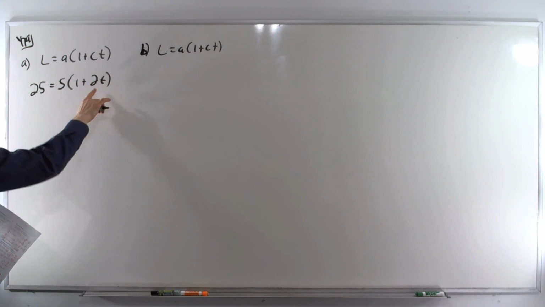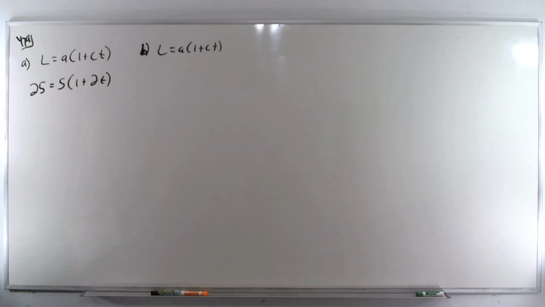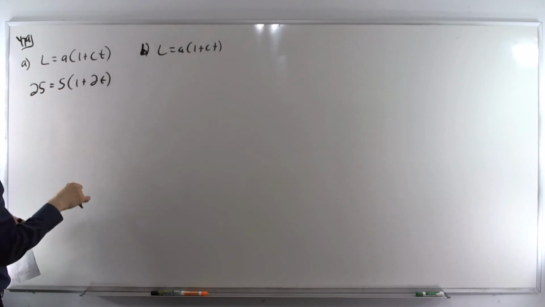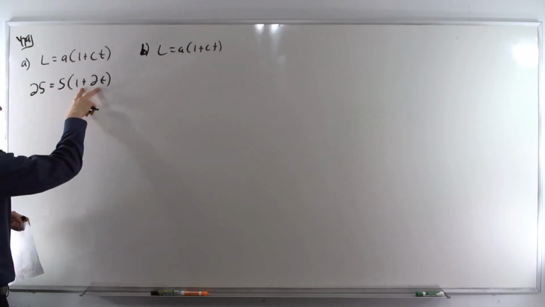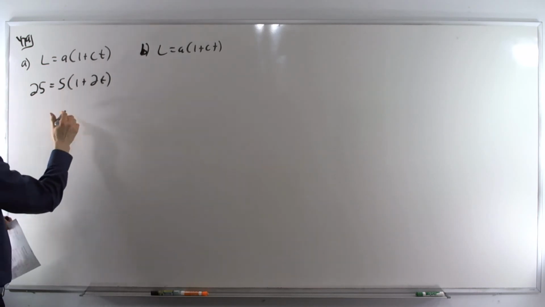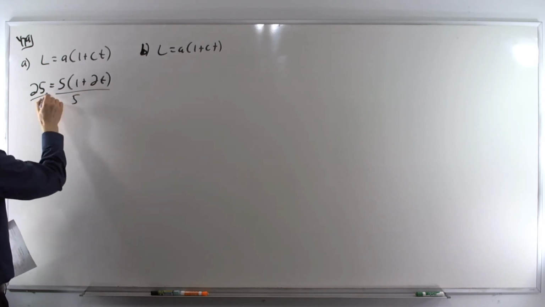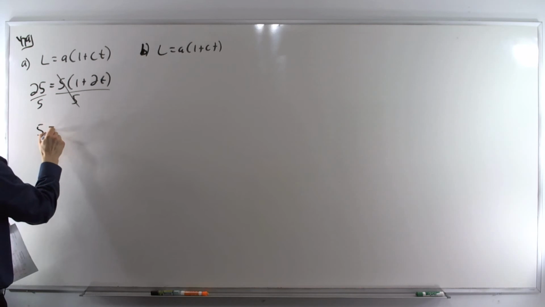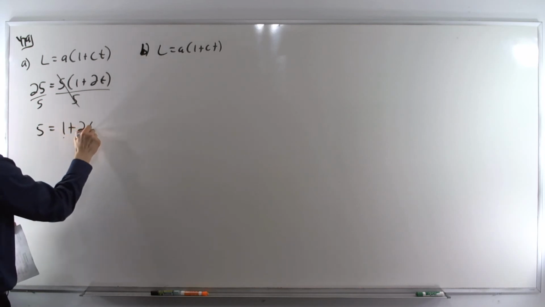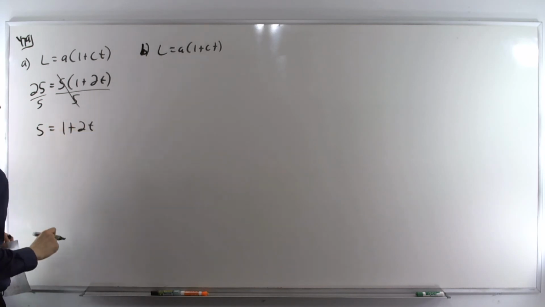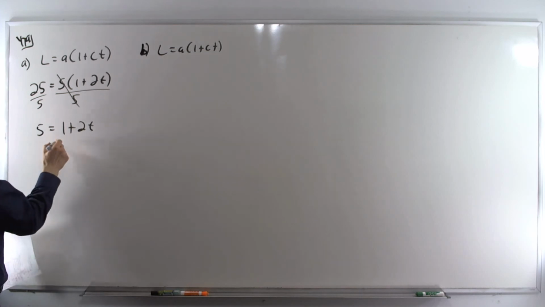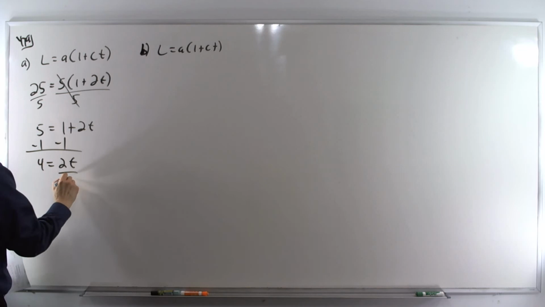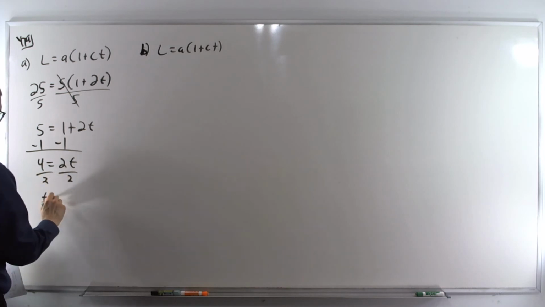Now we're going to solve this thing for T. The first thing we need to do is get rid of this multiplier on the outside of the parentheses. Remember, reverse order of operations. We don't start within the parentheses, we start outside of them. So divide both sides by 5. The 5's here cancel, and we get 5 equals 1 plus 2t. All right, now we can get rid of the 1. So just subtract 1 from each side, and we get 4 equals 2t. Divide by 2 on each side, and t equals 2.